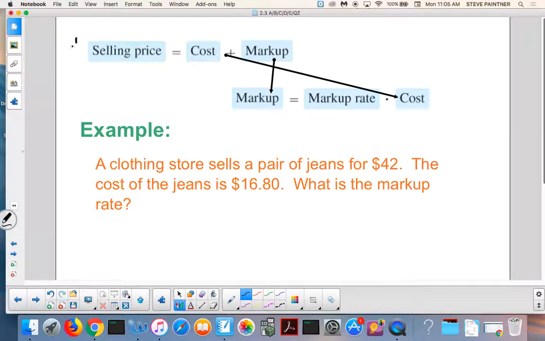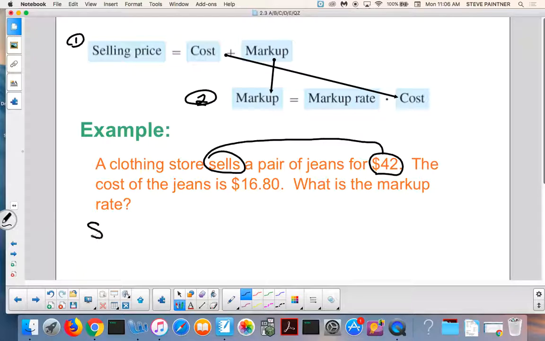Ready? Number 1, use this formula. Number 2, okay? Here we go. When you read a story problem, please pick it apart. The clothing store sells a pair of jeans for $42. So what is this $42? It's the selling price.